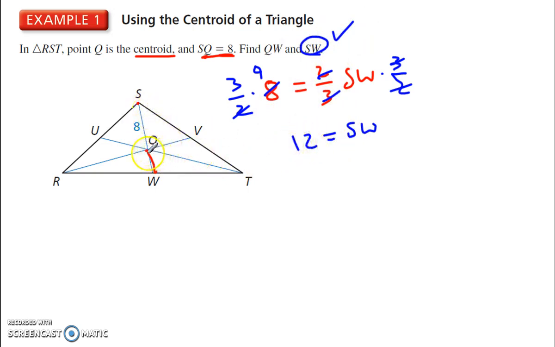We could find 1/3. We know that QW is 1/3 of this. Or we could say, well, this is 2/3, so half of that is 1/3. So we could say half of 8 is 4. So this has to be 4. Or we could do 1/3 of SW equals QW. So 1/3 of 12 is QW, which is 4.